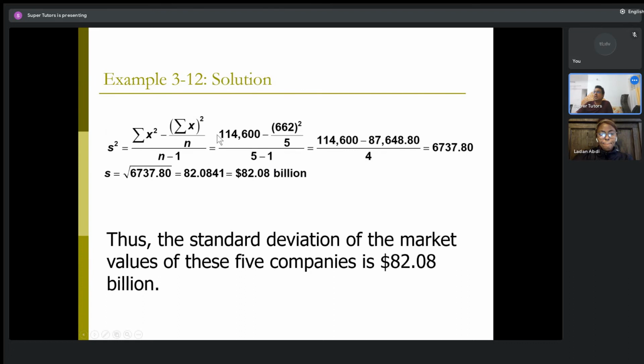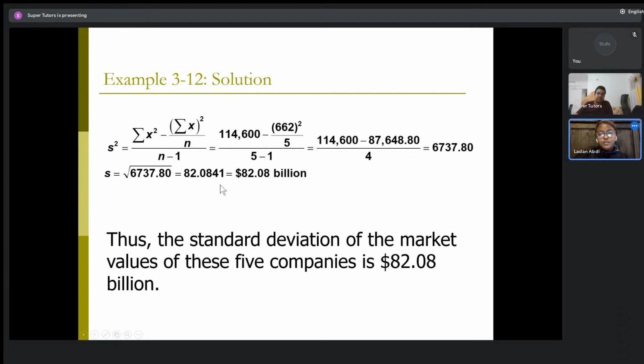For a sample, you have n minus 1 as the final denominator. So summation of x square minus summation of x whole square divided by small n. And then you go on doing some calculations and you get this number as your variance, s square. Then simply take the square root of that, and you find your standard deviation.